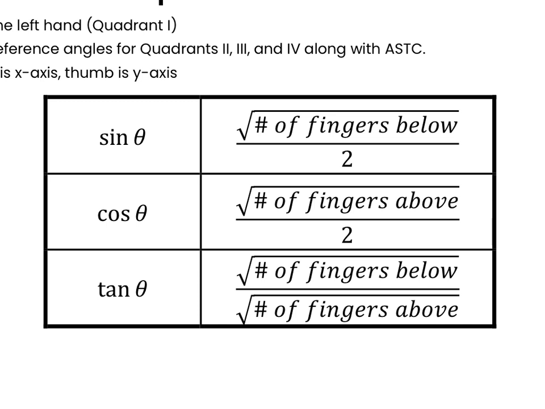Tangent is just the combination of the two without the number 2 in it. So you want the number of fingers below on top and the number of fingers above on bottom. So if I was trying to find the tangent of 30, how many fingers are below? 1. How many fingers are above? That feels backwards. Hold on.